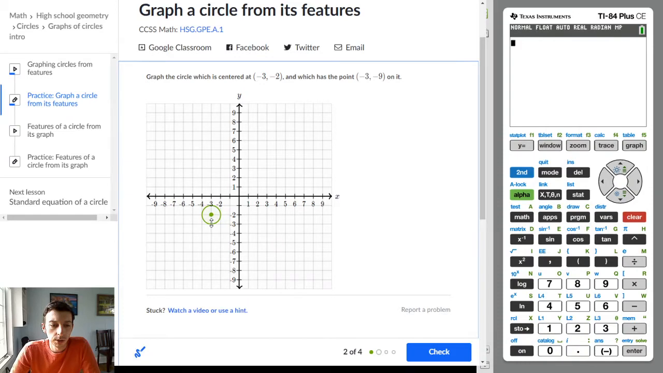So we're going to have to take this circle and drag it down until we reach that point. So that point is now on our circle. So our circle is centered at -3, -2, and it has that point, -3, -9, down here on the circle.